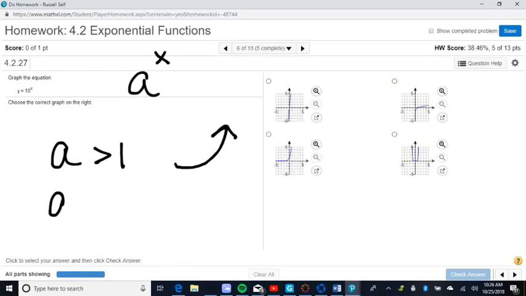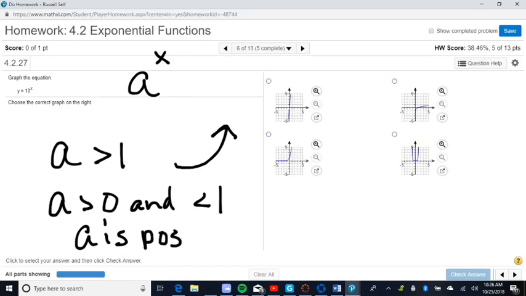Okay? If a is bigger than 0 and less than 1, so in other words, a is a positive fraction or decimal, then the graph is simply going to do the opposite of that. It's going to turn the other direction. Okay? And so most of the time you can identify what's going to happen. You don't have to plug in numbers or do anything about it because you can just look at the shape.